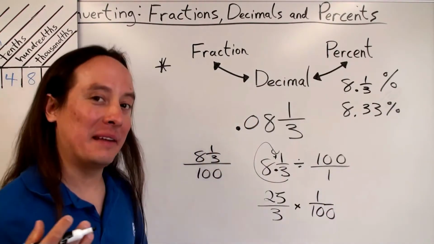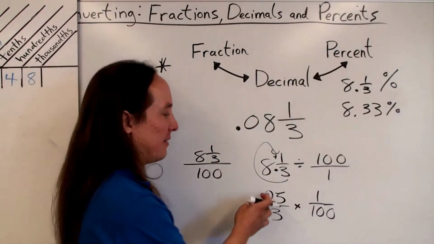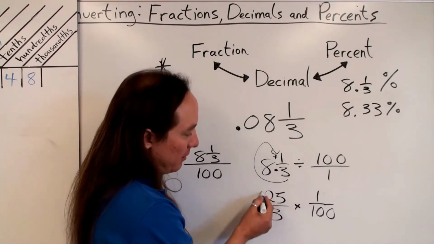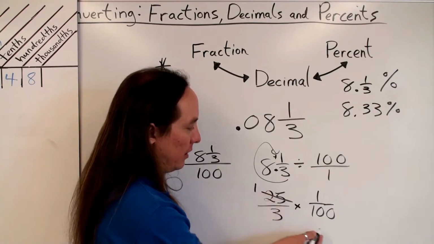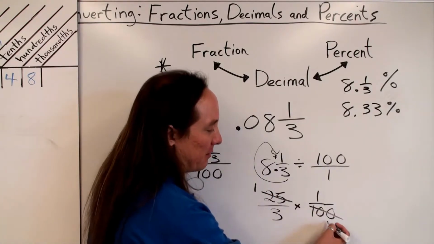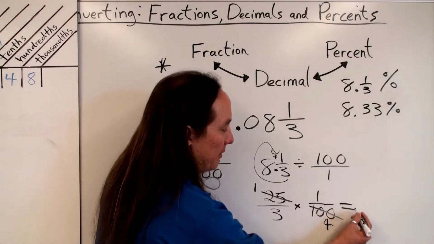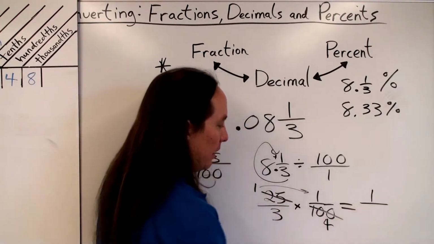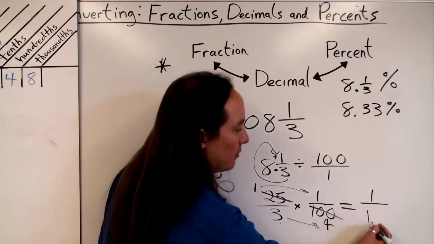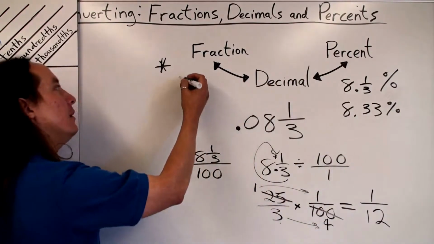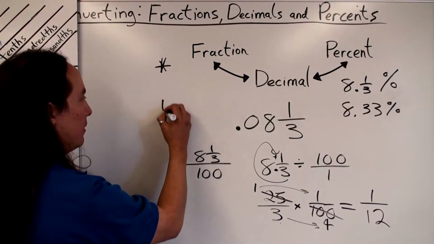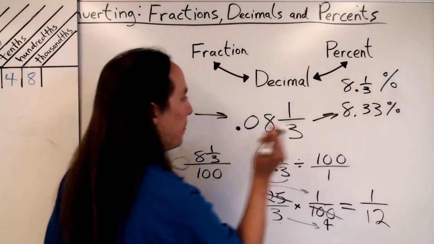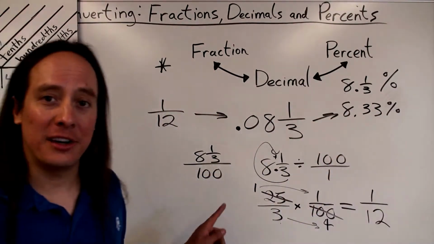And this is where you have to know something about canceling. I'm going to cancel the 25 and the 100. They can both be divided by 25. So 25 divided by itself is 1. 100 divided by 25 is 4. And now I just do my multiplication. 1 times 1 is 1. And 3 times 4 is 12. So the fraction form is 1/12.